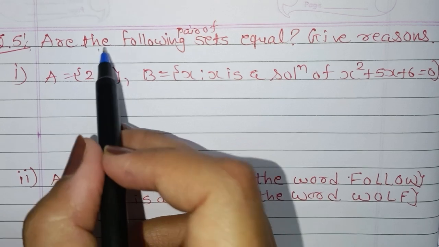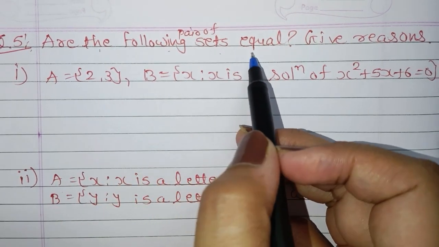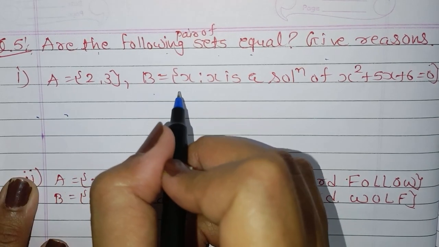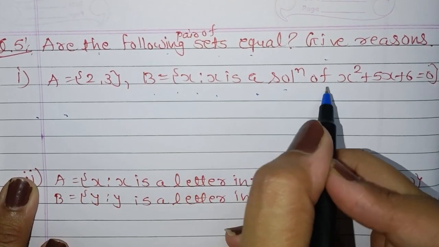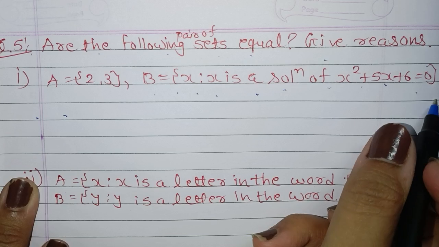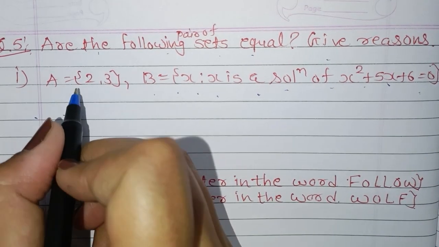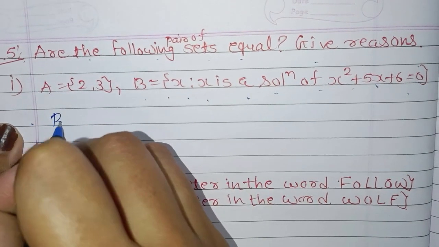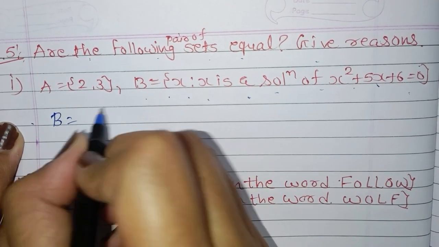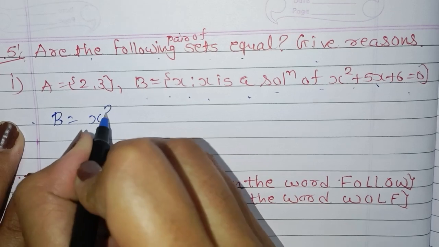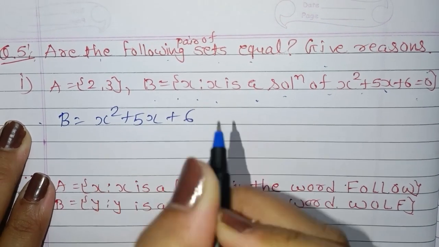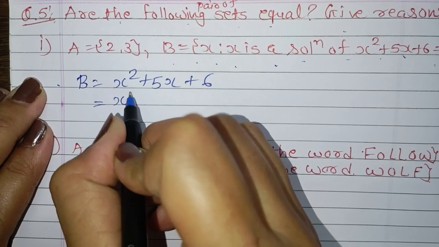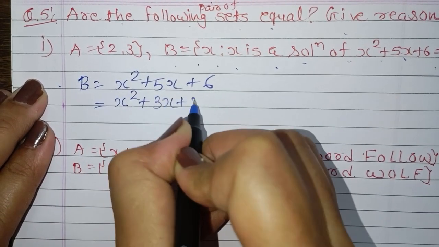Question number 5. Are the pair of sets equal? Give reasons. Here we have A equals {2, 3} and B equals {x : x is a solution of x square plus 5x plus 6 equals 0}. In set A we have two elements, 2 and 3, and in set B, if we solve this equation, we have to factorize it. This is the polynomial x square plus 3x plus 2x.